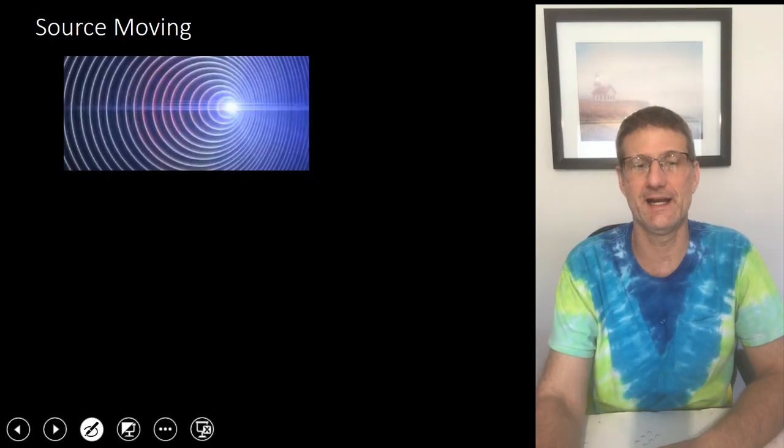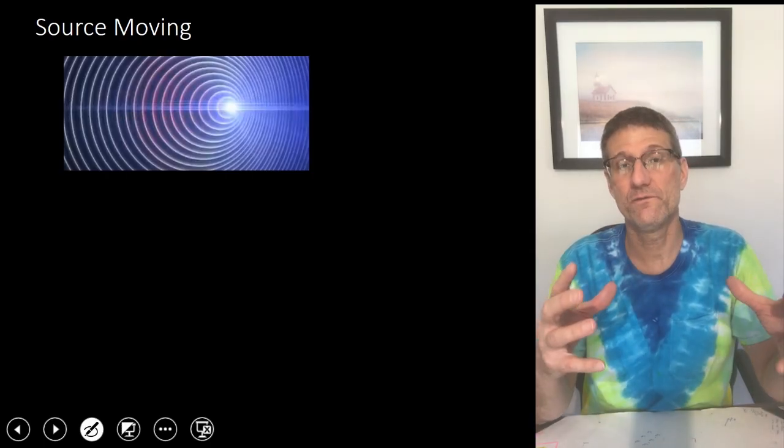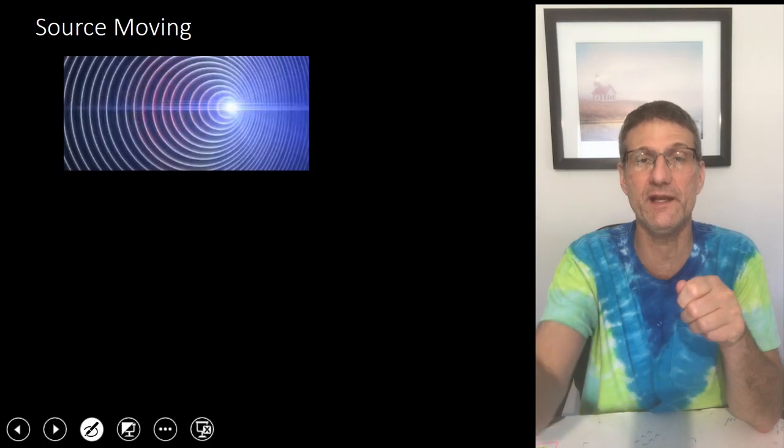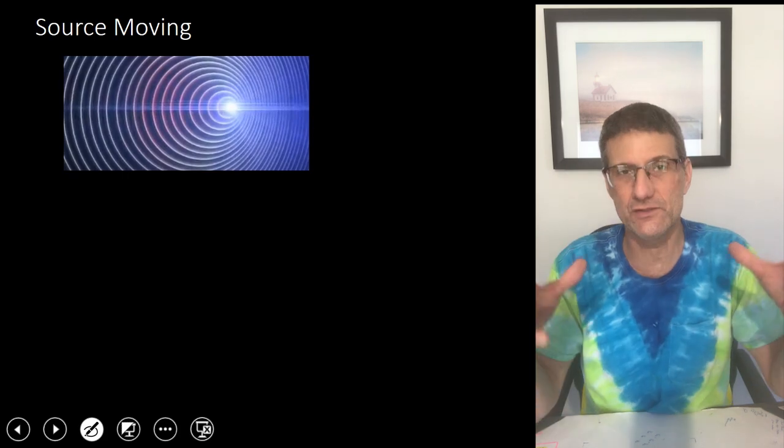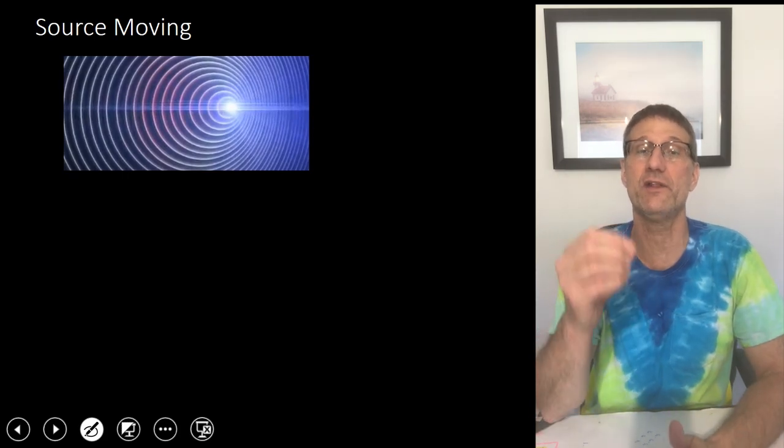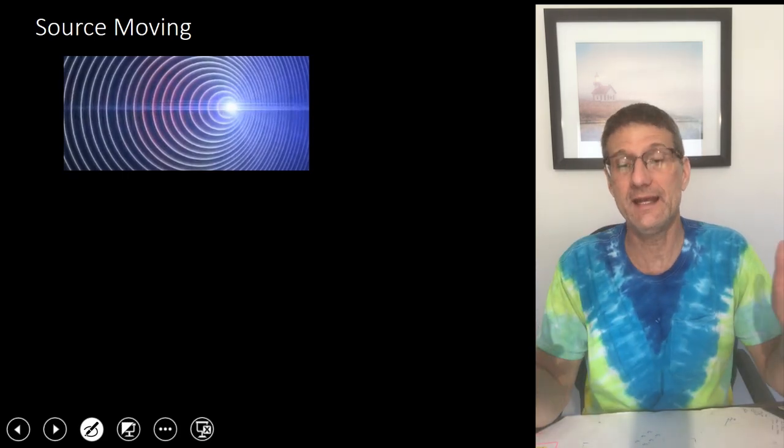Notice on the back side, they get spread apart for just the opposite reason. The source is running away from or leaving the location of the previous wave. So the wave is traveling in one direction, the source in the other. It actually increases the distance between. So the wavelength behind the source increases.